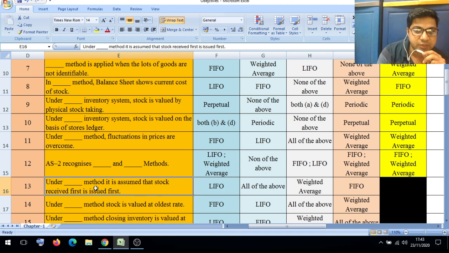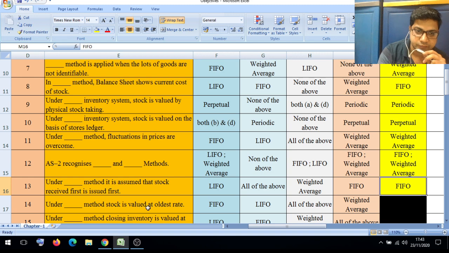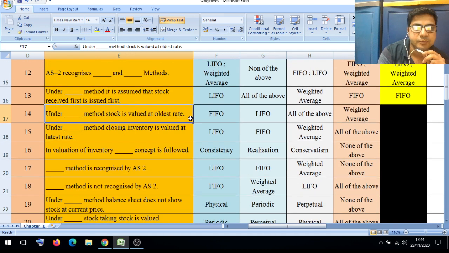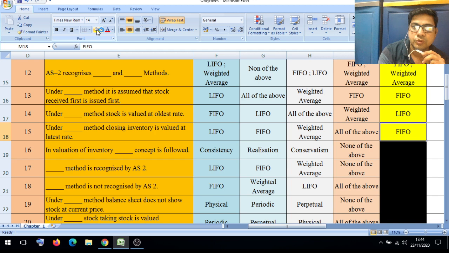Under dash method it is assumed that stock received first is issued first. So which one is LIFO or FIFO? FIFO. These are all we have studied. It is the oldest rate of stock we have to consider. Under which method do we consider the oldest rate of stock? LIFO method. Closing stock is valued at latest cost. It is also the FIFO method.